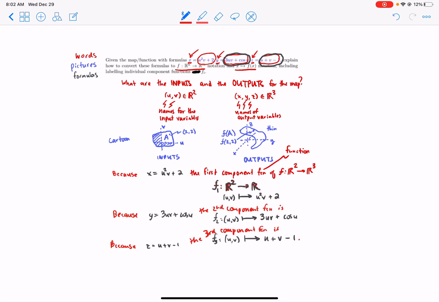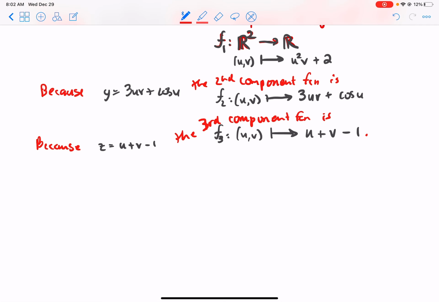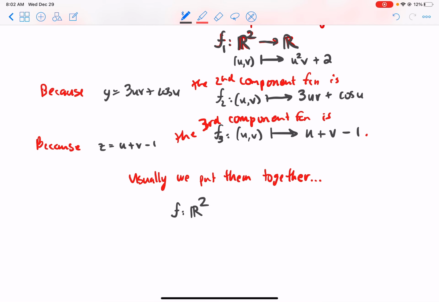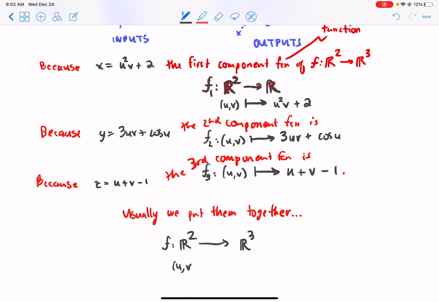Okay, so we can sort of string this all together. Usually we put them together. So we take these 3 component functions and we put them together by writing, look, f is a map from R2 to R3. And so what does it do? It takes u comma v, because you see that all 3 of these component functions have the inputs u, v. That's what we named them.